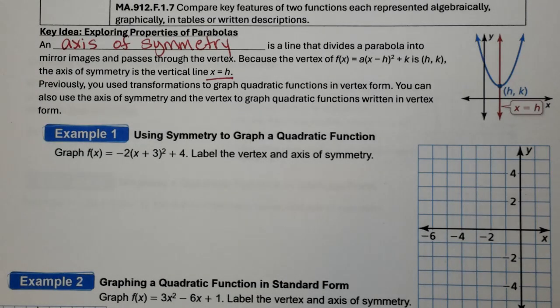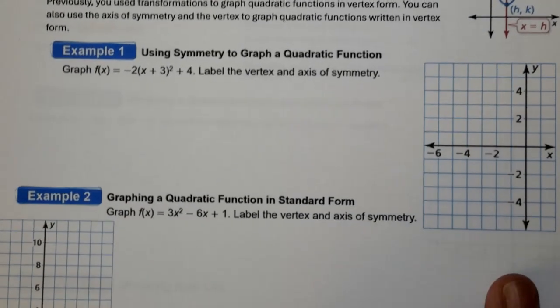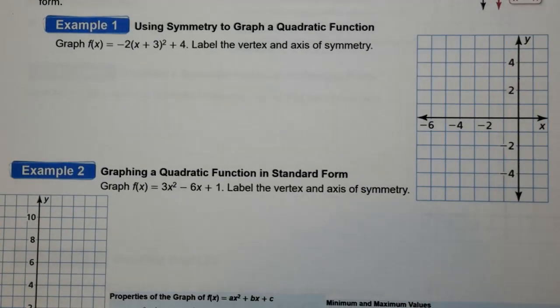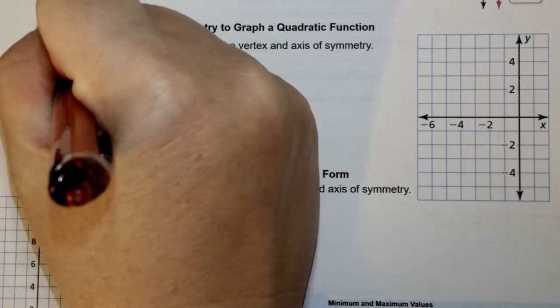Previously you used transformations to graph quadratic functions in vertex form. You can also use the axis of symmetry and the vertex to graph functions written in vertex form. So we're going to start off with graphing this function using vertex form. Let's state our vertex.